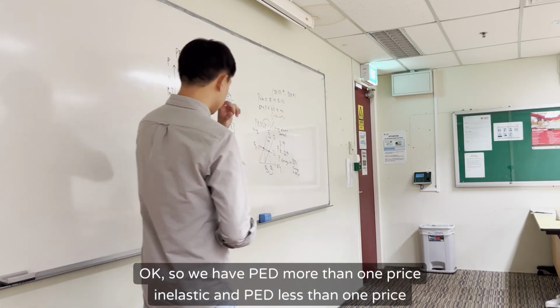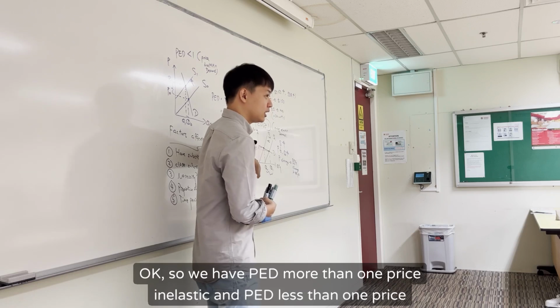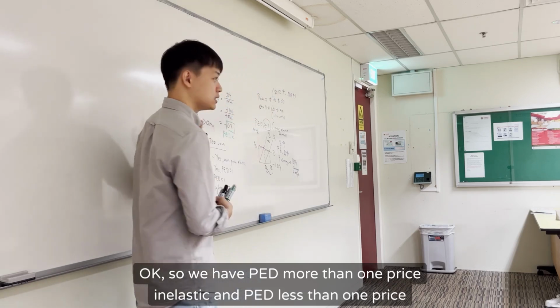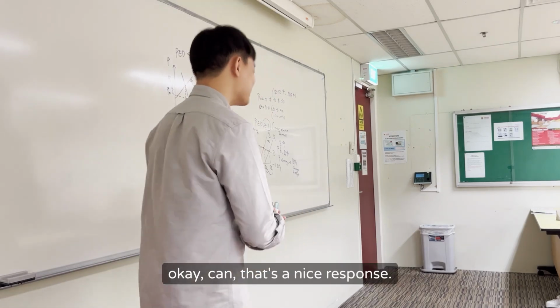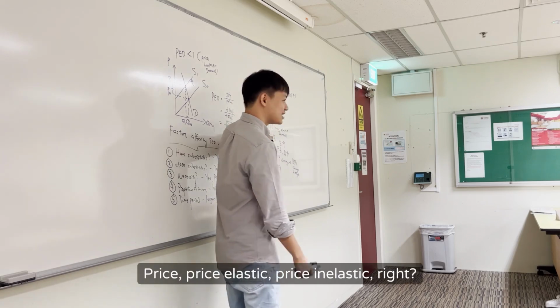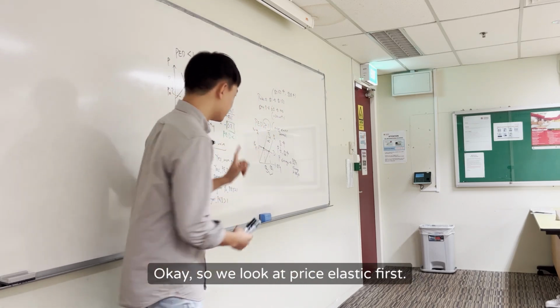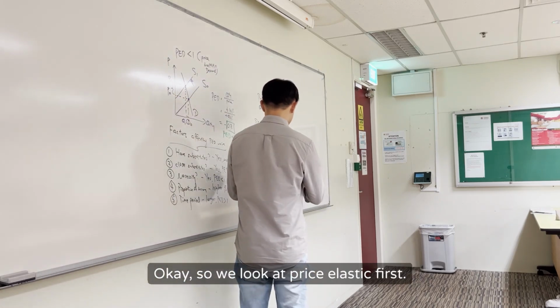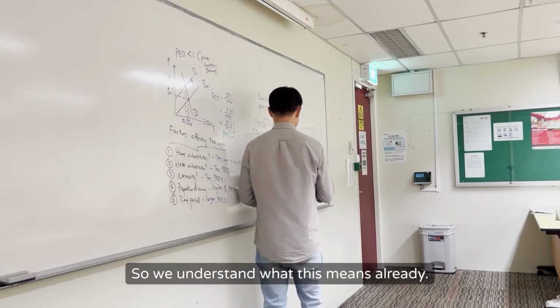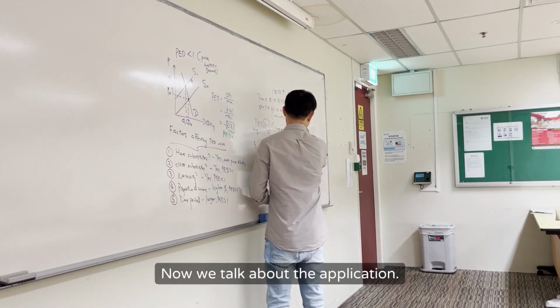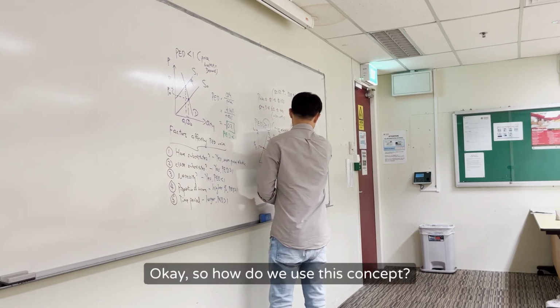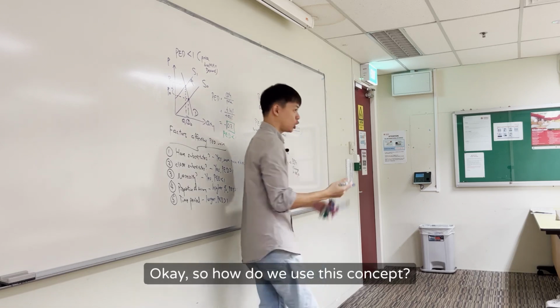Okay, so we have PED more than 1, price inelastic, and PED less than 1, price elastic. Alright? Price elastic, price inelastic, right? Okay, so we look at price elastic first. So we understand what this means already. Now we talk about the application. So how do we use this concept?